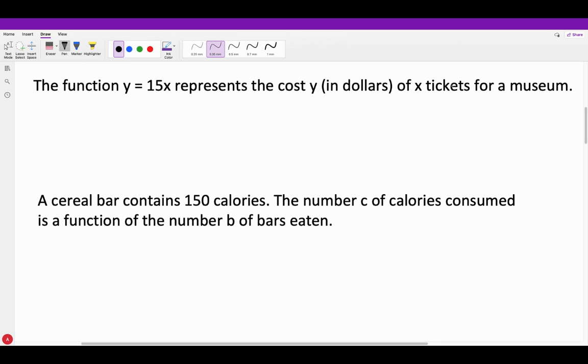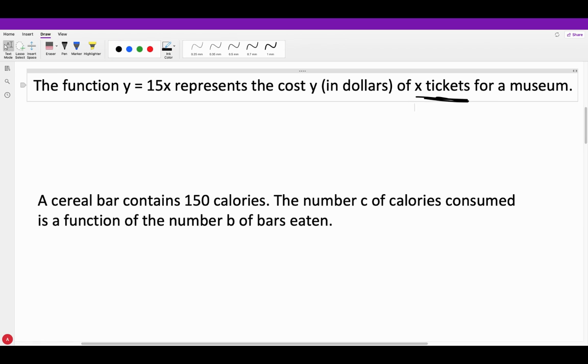Well, when we're looking at our first example and it says the function represents the cost of tickets, a museum can't sell you half of a ticket. Yeah, they could give you half off on a ticket and you're paying half the price, but you're still getting that full ticket. So every single ticket that they sell here is a full ticket.